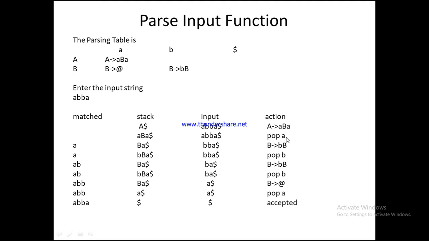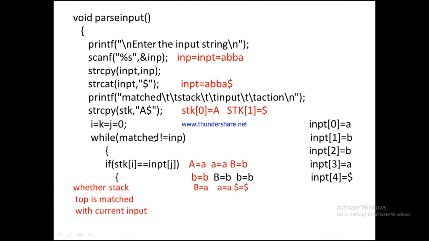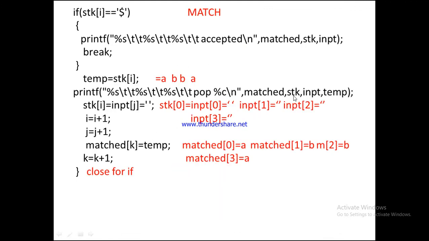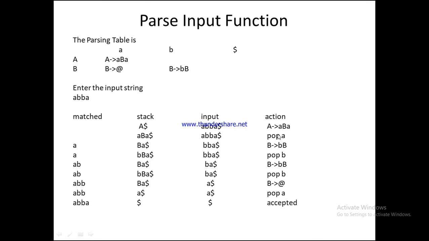So stack, already I told you, is copied: A, B, A. That is what I am printing here. Stack is nothing but A, B, A. Input is nothing but A, B, B, A. And the temp is nothing but the A. So it is pop of A. Pop of %c means pop of the A. So that is what is printed, the second line, by using the printf statement.